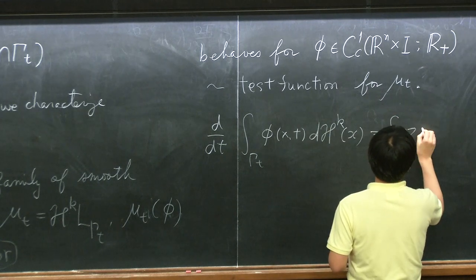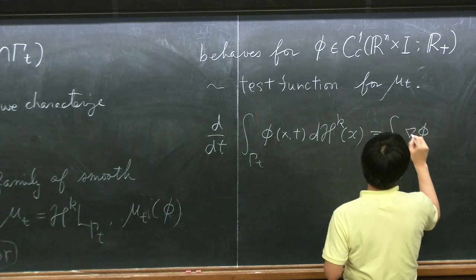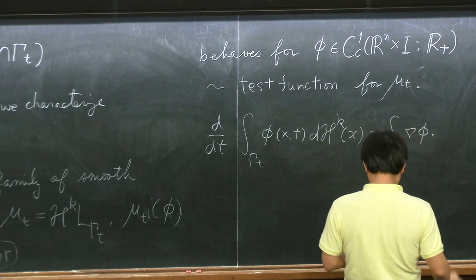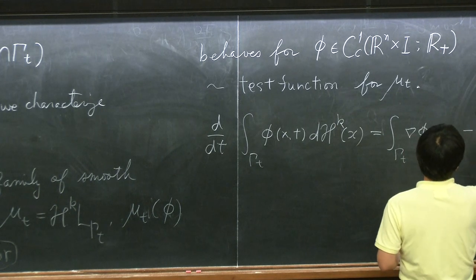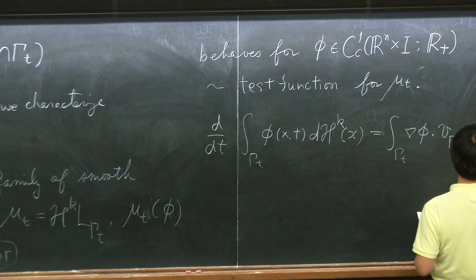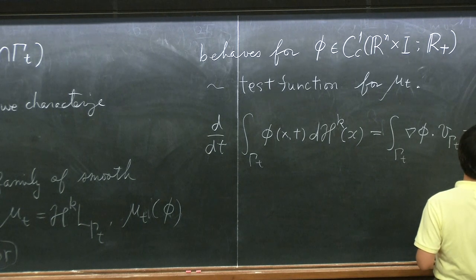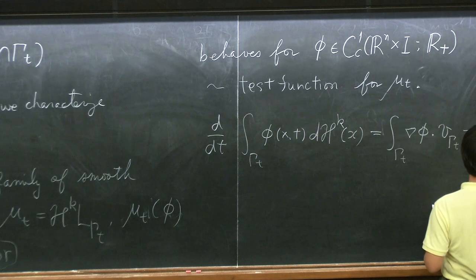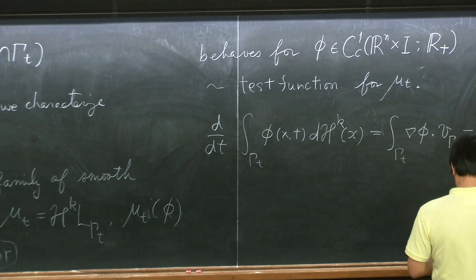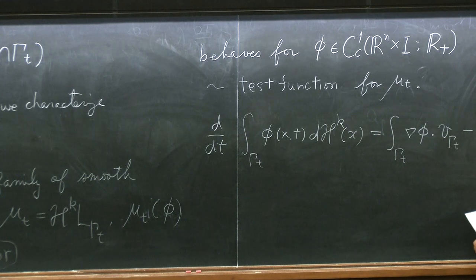This is phi. This is gradient with respect to x and the velocity, minus phi times h comma t dot velocity, minus this. Yep. Plus d phi dt, hk of x. Okay.